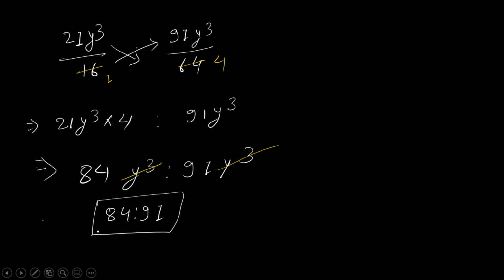84. 91, 84 91, no sir. Then what you have to do? You have to simplify it. Beta, you have to simplify it. 12 by 84, 13.